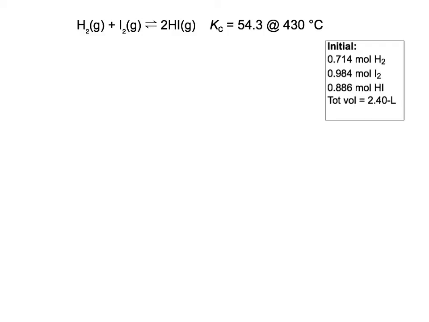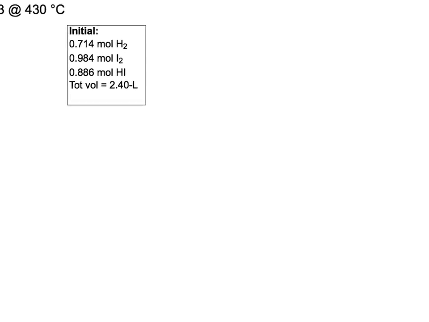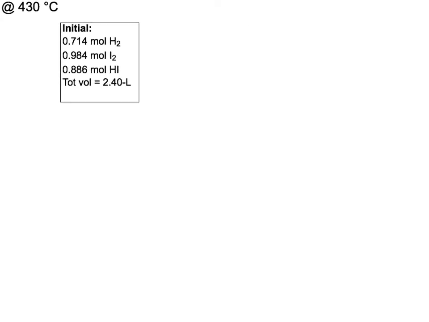Okay, so here's another problem. So we've got hydrogen plus iodine going to hydrogen iodide. We're given Kc. So Kc is 54, so that means that there will probably be a few more products and reactants at equilibrium. Not a dramatic amount, maybe. And we're told the initial amounts of hydrogen, iodine and hydrogen iodide and the total volume. So probably the easiest thing to start off with this problem is to convert those amounts into moles.